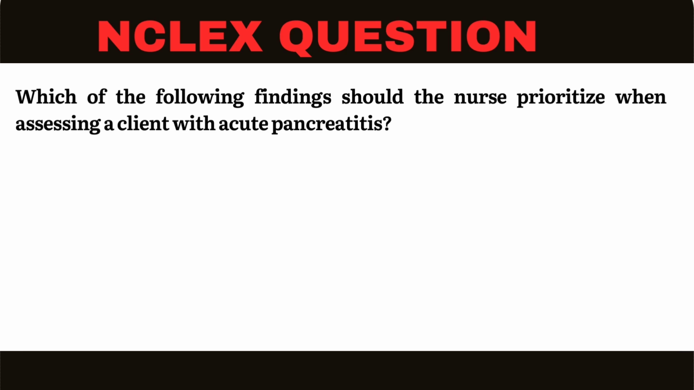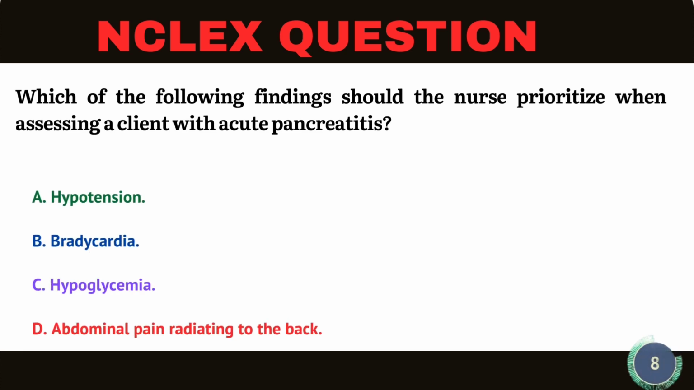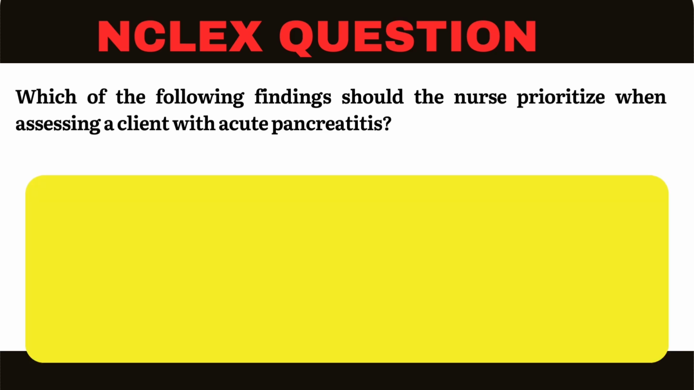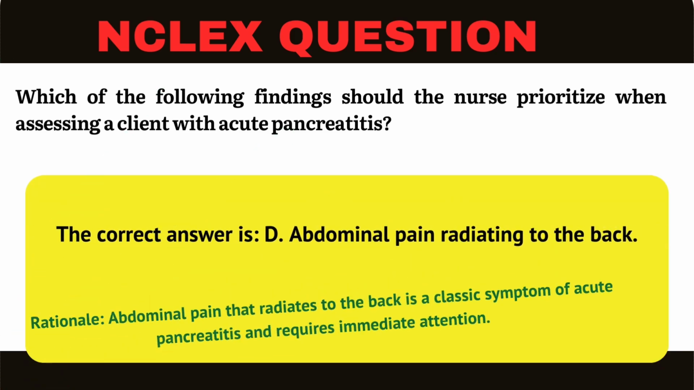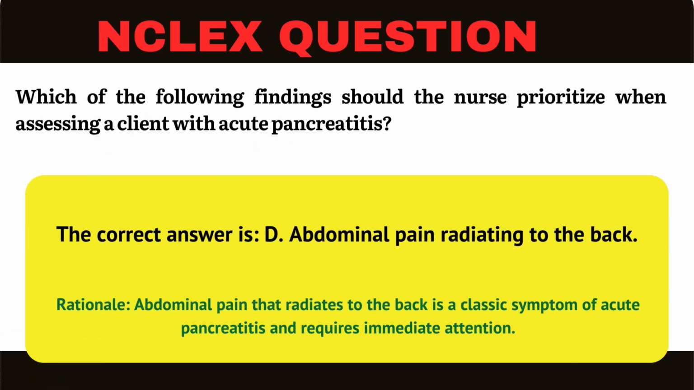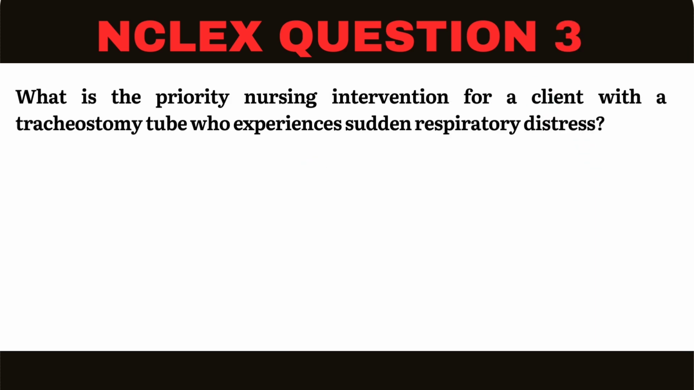Which of the following findings should the nurse prioritize when assessing a client with acute pancreatitis? A. Hypotension. B. Bradycardia. C. Hypoglycemia. D. Abdominal pain radiating to the back. The correct answer is D. Abdominal pain radiating to the back. Rationale: abdominal pain that radiates to the back is a classic symptom of acute pancreatitis and requires immediate attention.